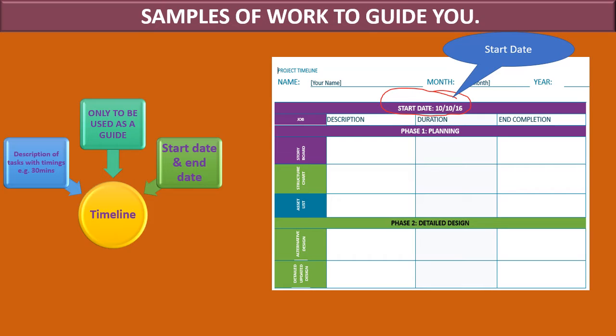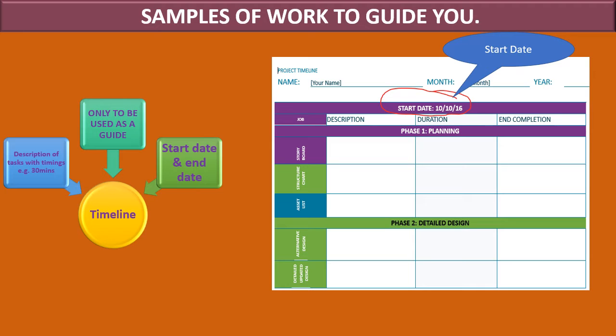So this is one of the first tasks you need to complete for P2, because we need to start a timeline so we can plan the different phases of the project. As you can see on here, a timeline usually has a start date. You need to give it a start date.